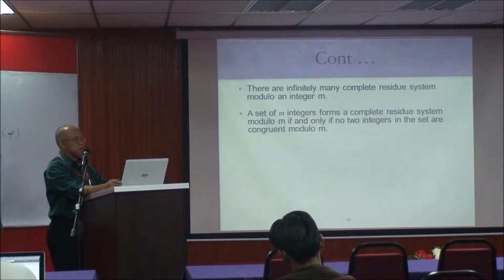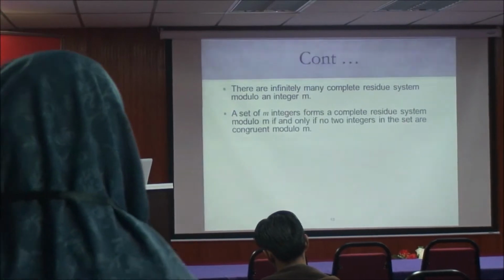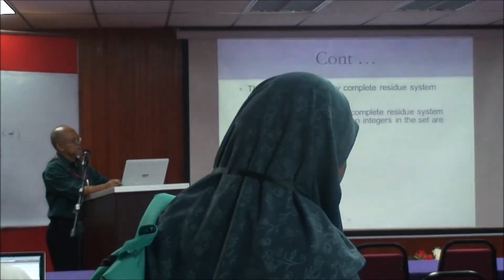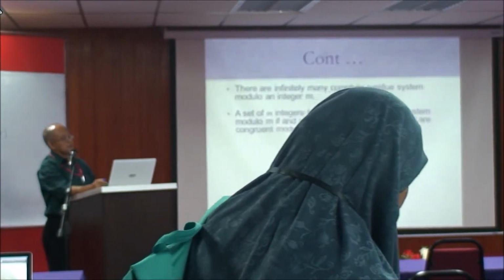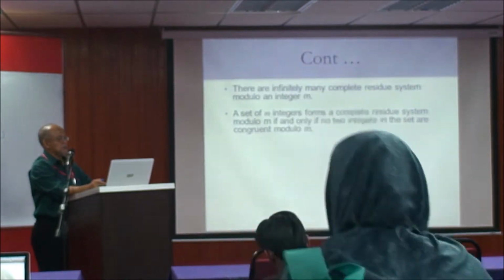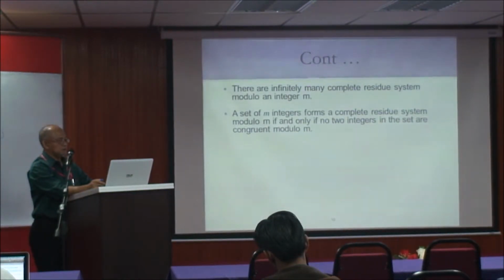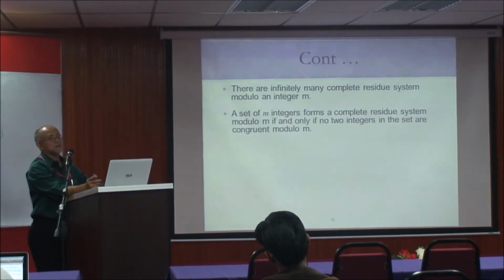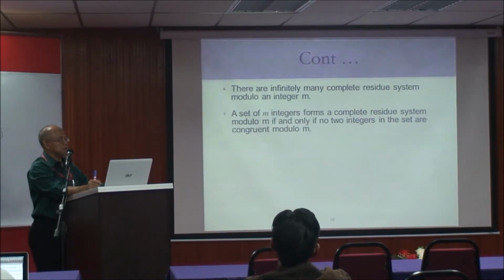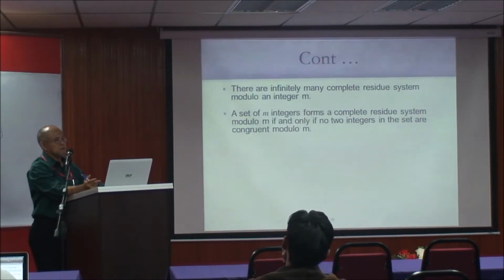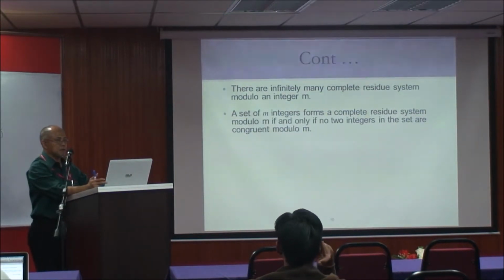So these are some important properties of the complete residue system. There are infinitely many complete residue systems modulo integer m, and a set of m integers forms a complete residue system modulo m if no 2 integers in the set are congruent modulo m, meaning that they are incongruent to each other. So when you have m integers in a set, if you can determine that no 2 are congruent to each other, then it is a complete residue system.